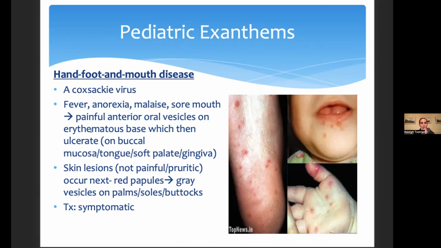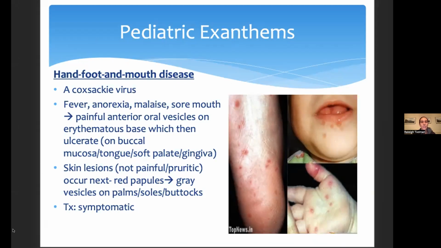So it's a Coxsackie virus. You can have anorexia, malaise. The mouth can feel sore. There can be anterior oral vesicles on a red base that are painful and can ulcerate. And then there are skin lesions that are not painful, but you could see them anywhere, including the hands, the palms, the soles, the buttocks.